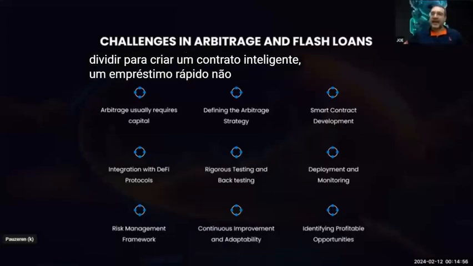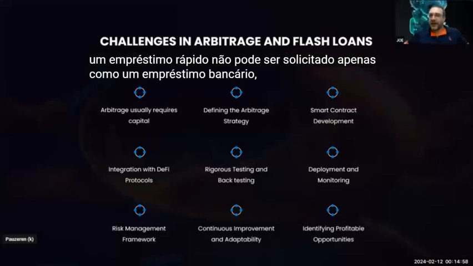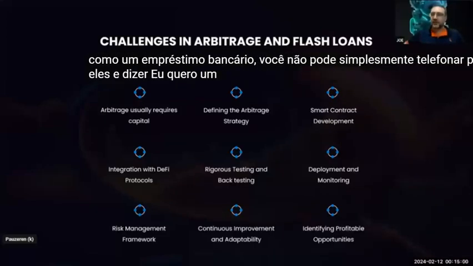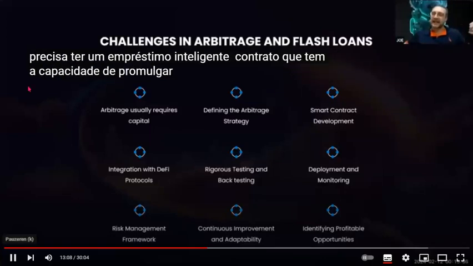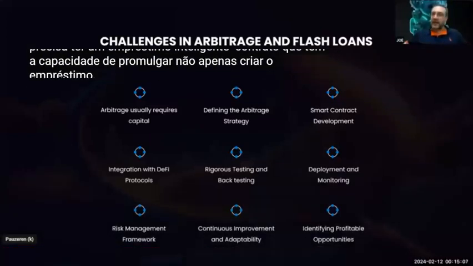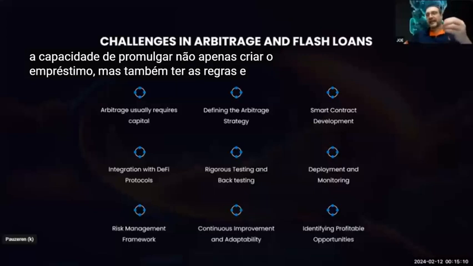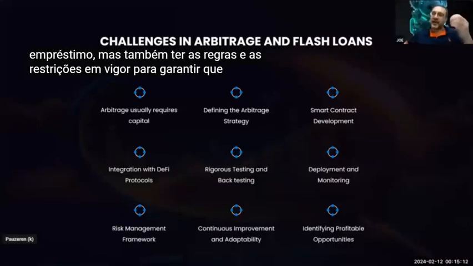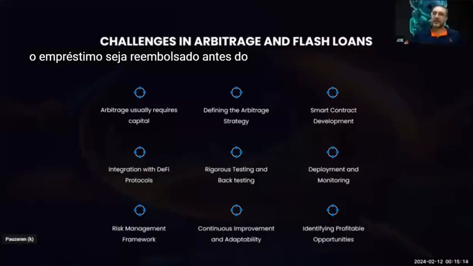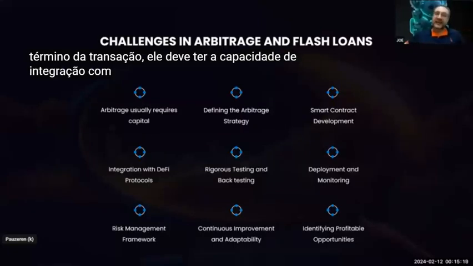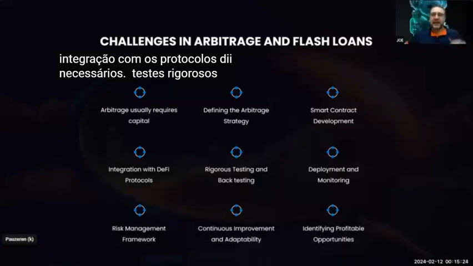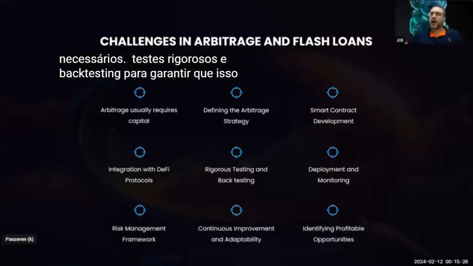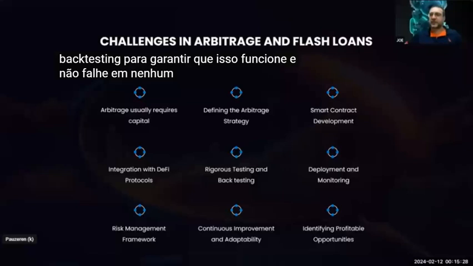A flash loan cannot just be applied for like a bank loan. You can't just phone them up and say, I want a flash loan. You have to have a smart contract that has the ability to enact, not just create the loan, but have the rules in place and the restrictions in place to make sure that that loan is repaid before the transaction ends. It has to have the ability to integrate with the DeFi protocols. It needs heavy, rigorous testing and back testing to make sure that this works and doesn't fail at any stage.